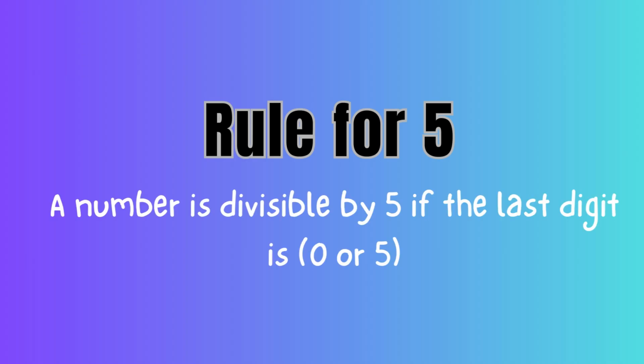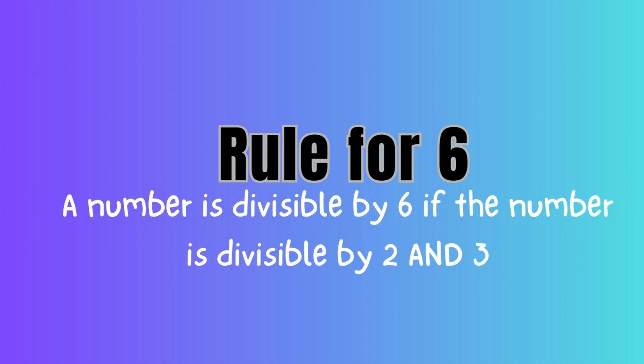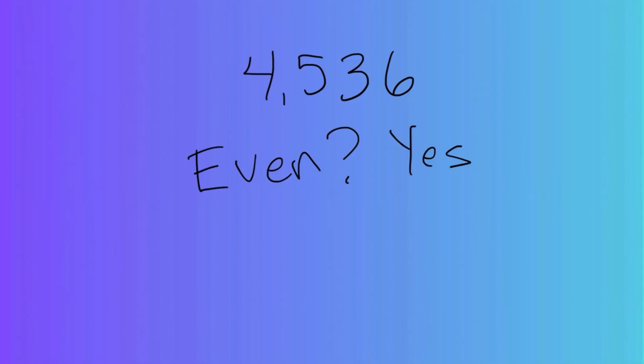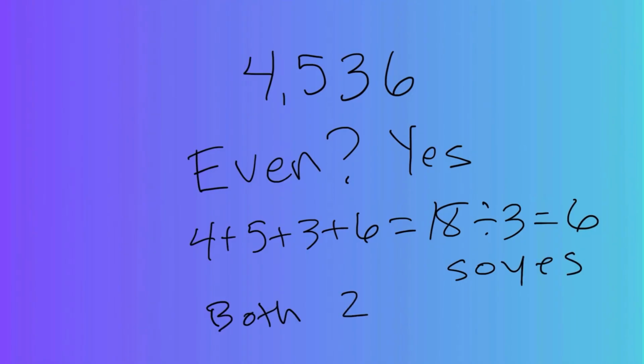Let's look at divisibility by 5. Does it end in 0 or 5? No, it ends in 6. So it's not divisible by 5. Divisibility by 6. Did the divisibility rules for 2 and 3 work out? Yes, they did. So this number also has to be divisible by 6. 4,536 is divisible by 6 because it's also divisible by 2 and 3.